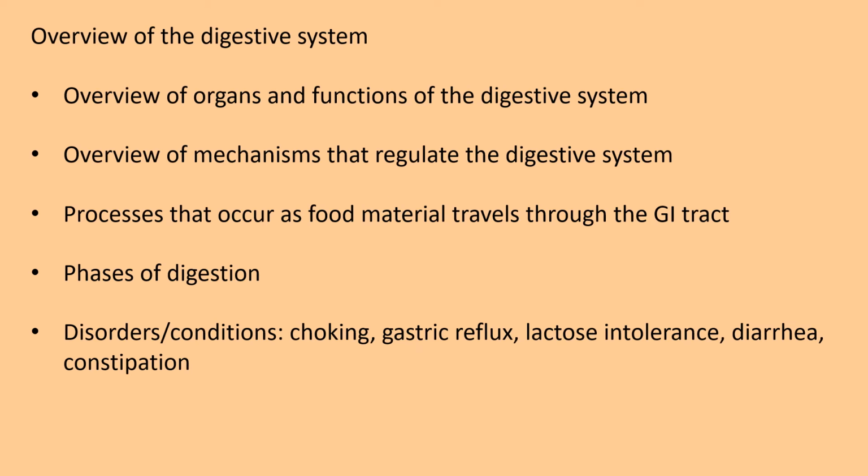In this second segment, we will cover bullet point 3. Let me highlight bullet point 3. We will look at the processes that occur as food material travels through the GI tract. So we'll start with the mouth. We'll move through the pharynx and the esophagus into the stomach, then the small intestine, then the large intestine, and we'll talk about defecation. And that is slides number 29 through 100.